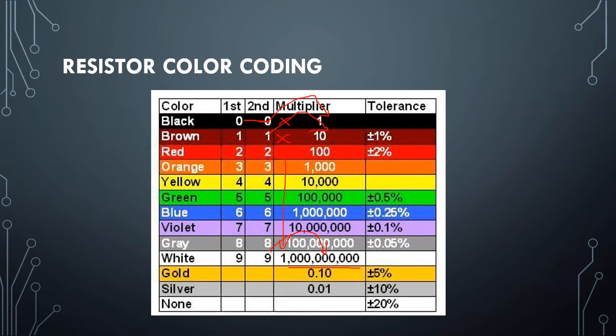Okay? So for our tolerance, brown, red, green, blue, violet, and gray are for our precision resistor. And our very common tolerance colors are gold and silver.